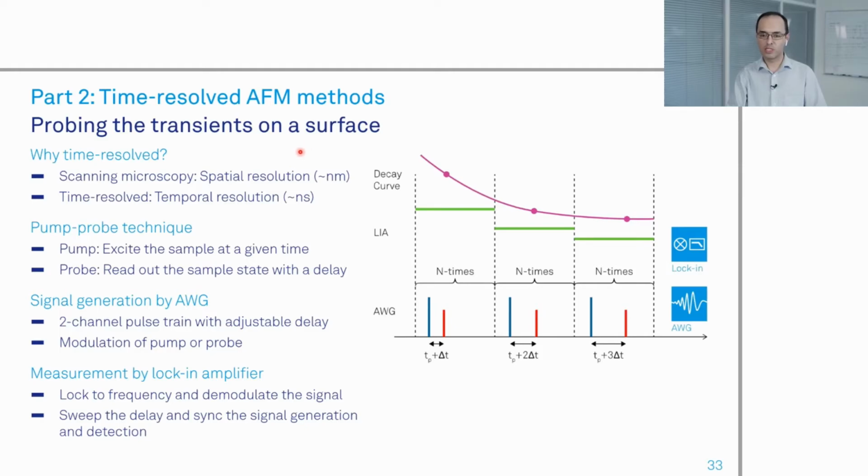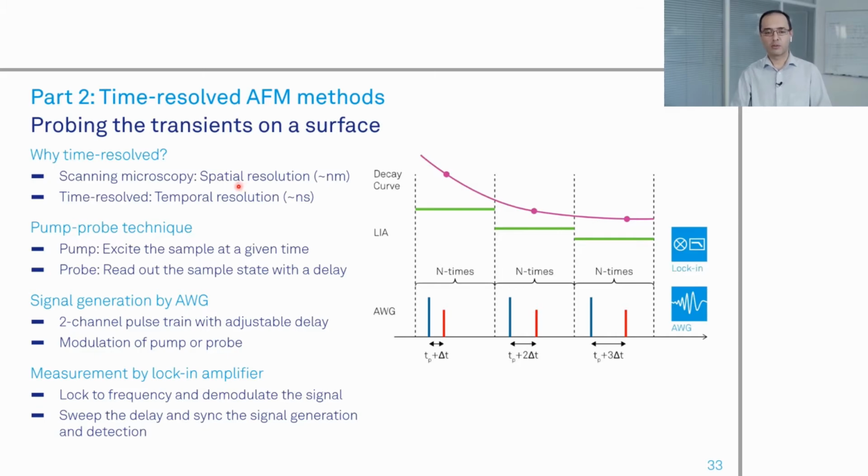First, let's see why we need time-resolved methods. So far, you know that scanning microscopy provides a high spatial resolution by measuring the system in the steady state in frequency domain. But what happens if you want to measure the transient state of a system? In that case, we need high temporal resolution, and that is where time-resolved methods can provide such resolution.